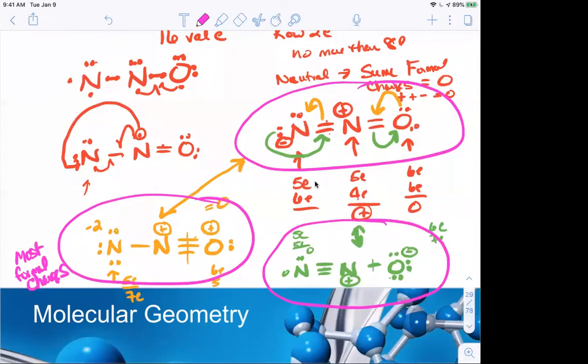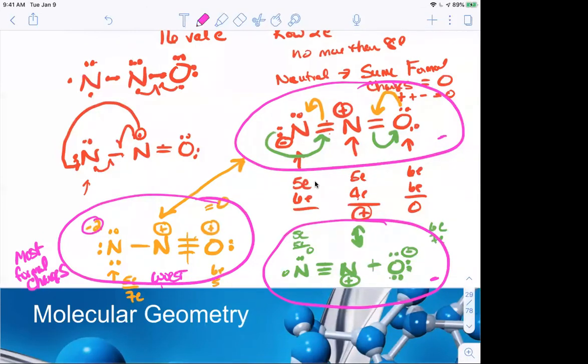This has a plus and a negative, right? So this only has a plus and a negative. This only has a plus and a negative. So this structure is the worst because it has the most formal charges. And they're of higher magnitude. So I have a -2 and I have a plus and a plus.